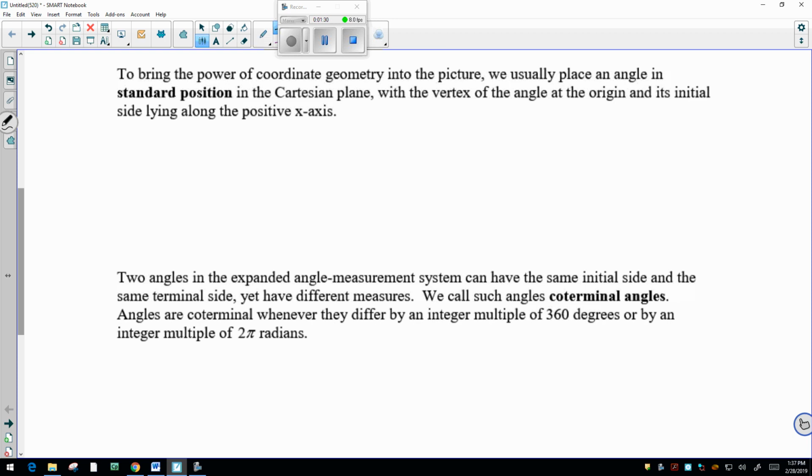So taking a look at the initial and terminal side, we have a standard position, and it says the vertex of an angle is at the origin, and its initial side is lying across the positive x-axis. So if I were to look at this, I could say, here's my initial side, maybe here's my terminal side, and since I'm opening in that direction, I can tell you that that's going to be a positive angle.